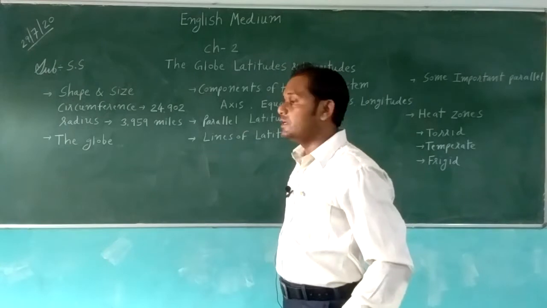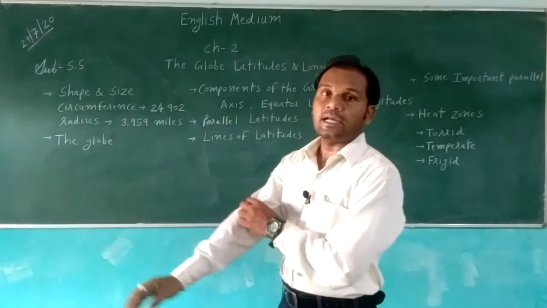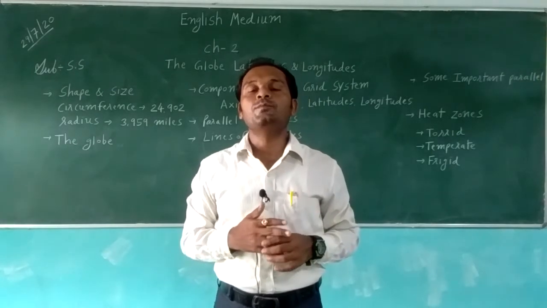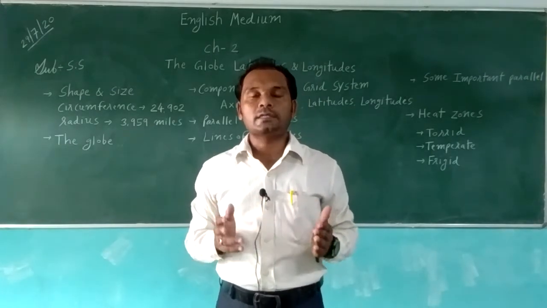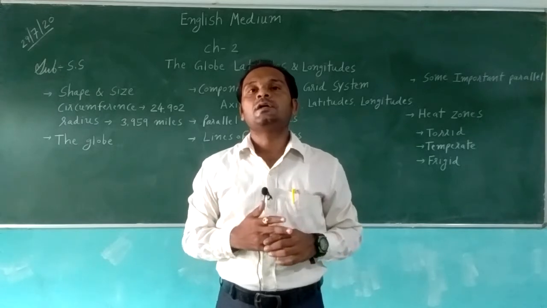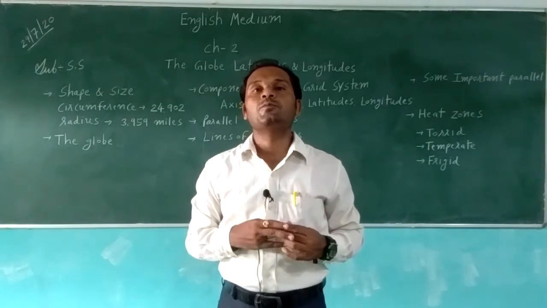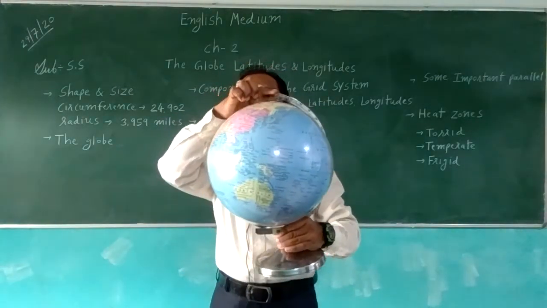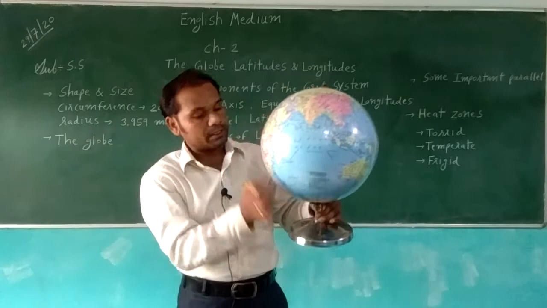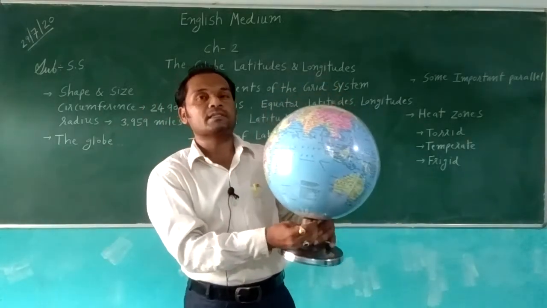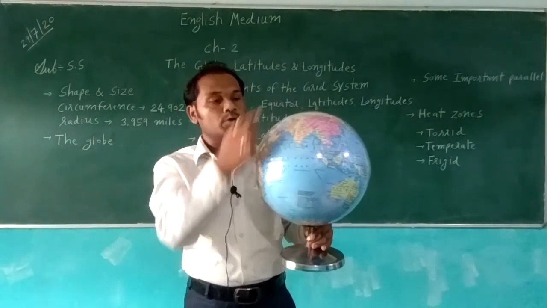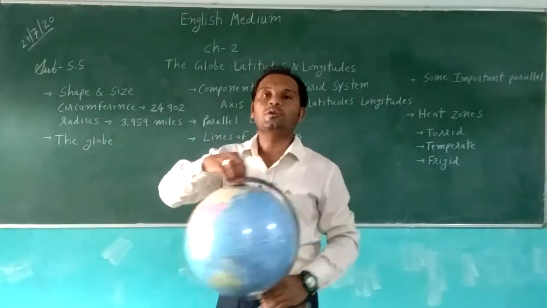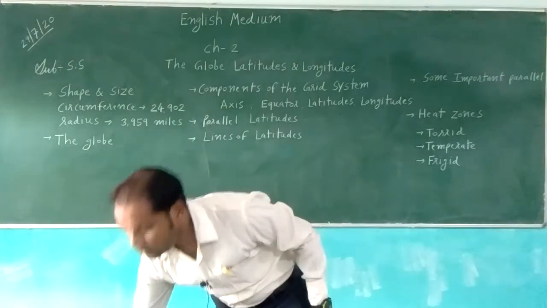First of all, we'll learn about the axis. The axis of the Earth is an imaginary line through the middle of the Earth. It has two ends, the North Pole and the South Pole. We can see it here in this model. This is the axis, the imaginary line passing through. This is called the North Pole and this is called the South Pole. So the North Pole and South Pole are the two poles of the Earth.